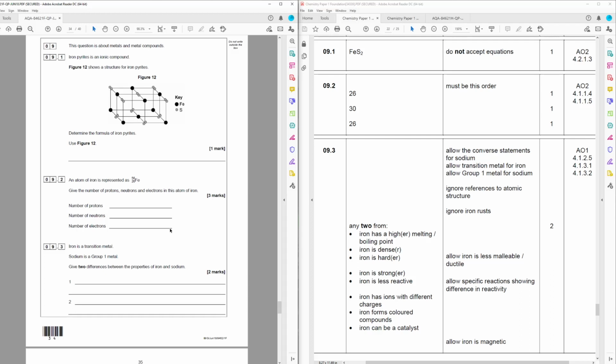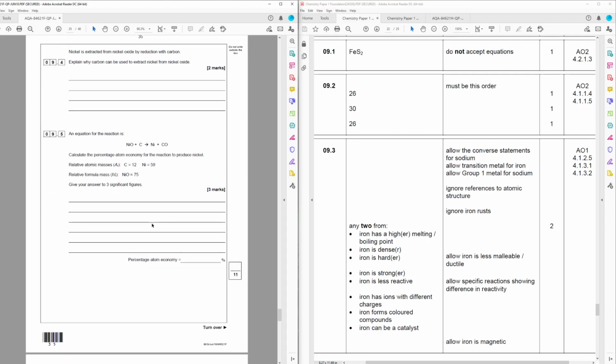So iron is harder or more dense or stronger, or iron is less reactive, or it's got a higher melting and boiling point. Can be used as a catalyst or is in coloured compounds, whereas obviously in that case sodium is not a catalyst or in coloured compounds. Those last two things are features of transition metals only.